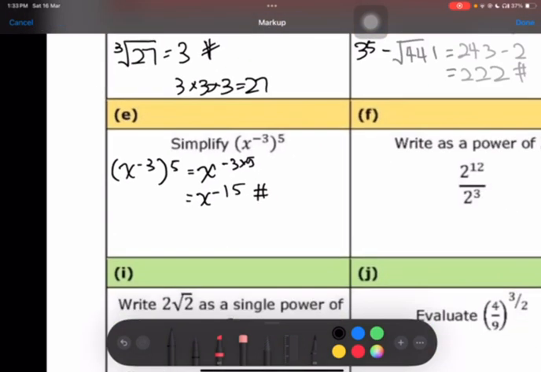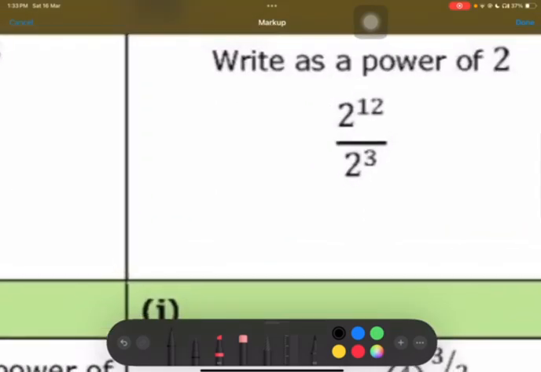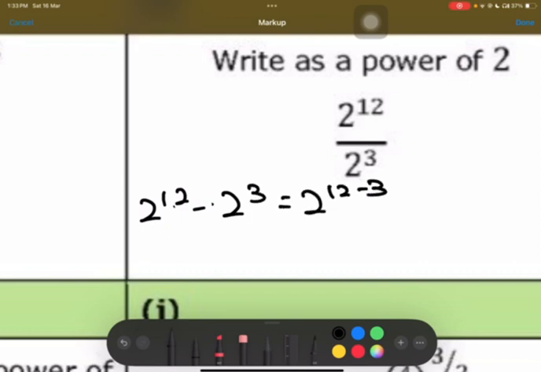This is the answer. And then for question F, write as the power of 2, 2 to the power of 12 divided by 2 to the power of 3. Okay. So this is going to be looking like something like this. Wrote the wrong number. Of 3. And then we're going to need to subtract for the divide. You're going to need to subtract the powers here. Okay. And then we're going to get 2 to the power of 9. So that is the number.